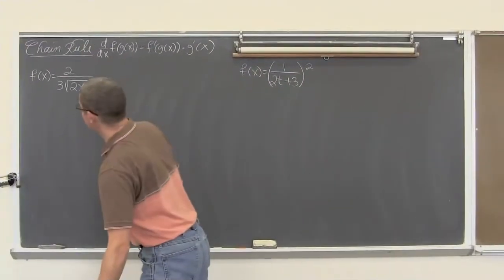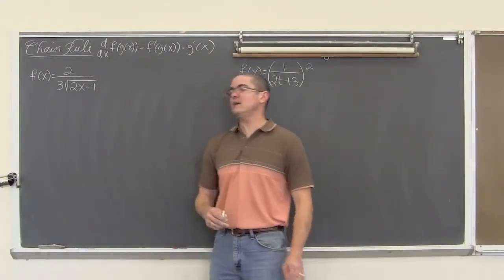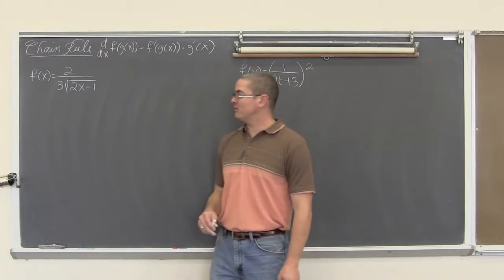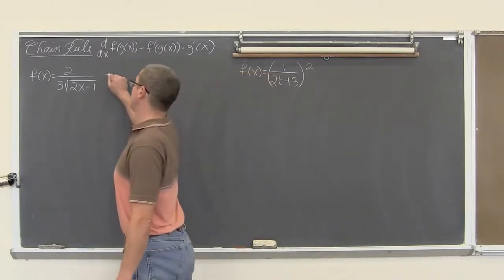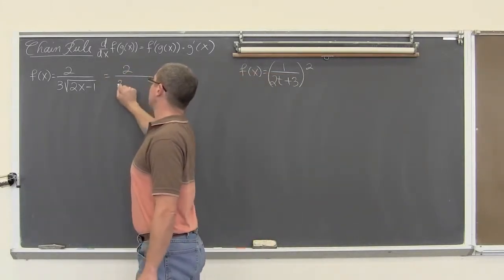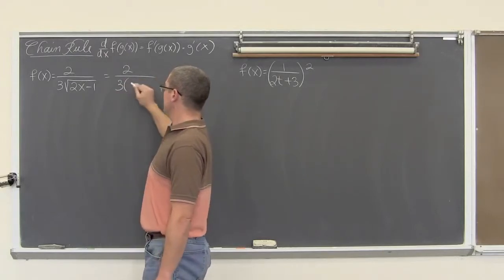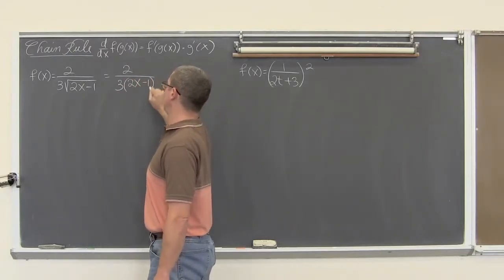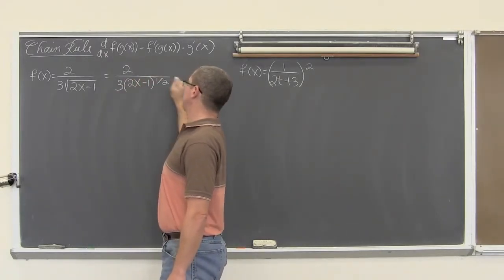So for our next two examples, we have f of x is equal to 2 over 3 times the square root of 2x minus 1, which we're going to immediately change to be 2 over 3 times 2x minus 1 raised to the 1/2 power.